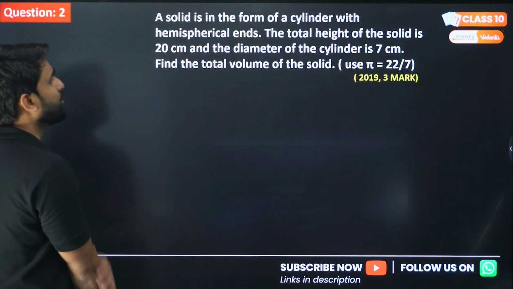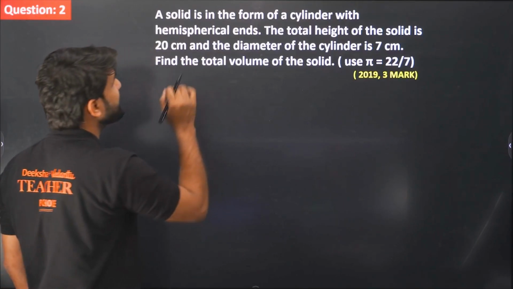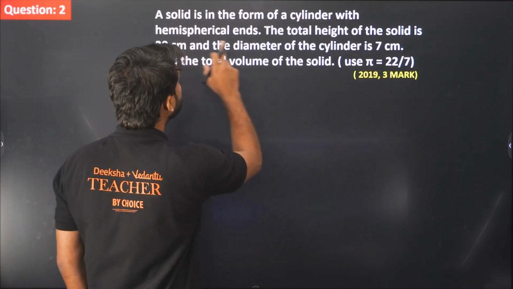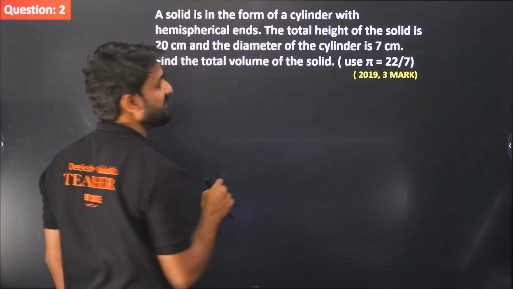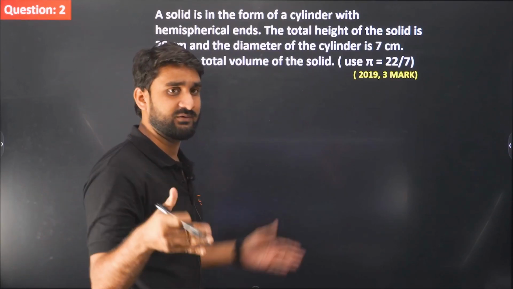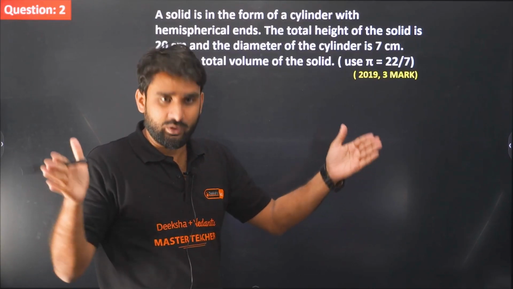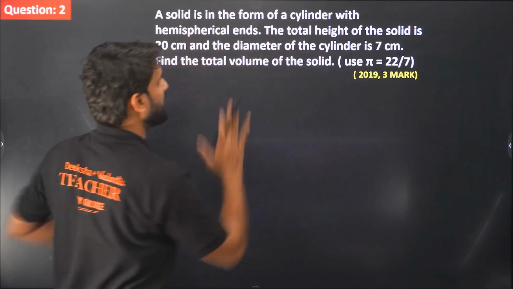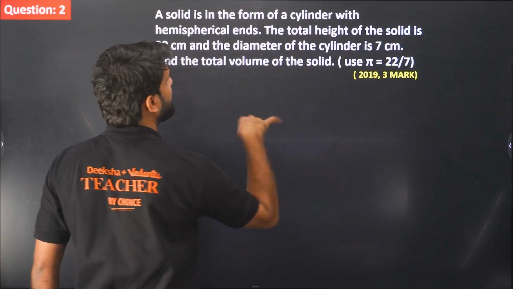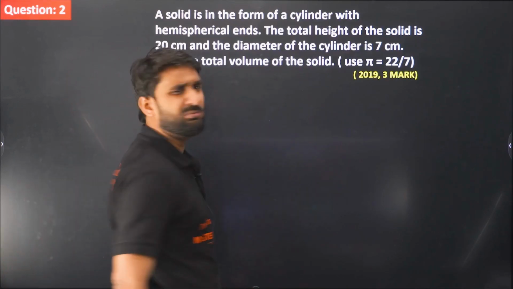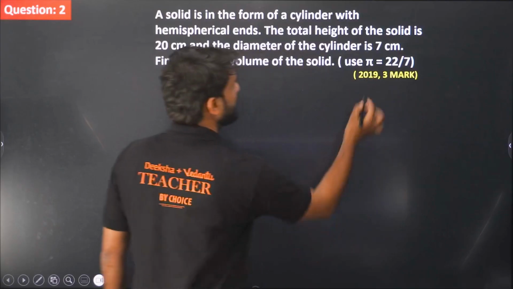Next, question number 2. A solid is in the form of a cylinder with hemispherical ends. If this term ends is here, it implies that there are 2 hemispherical ends, right? 2 hemispheres are there, which are connected with the cylindrical part. So the total height of the solid is 20 centimeter, and the diameter of the cylinder is also given. Find the total volume. Easy question. It carries 3 marks, and this question has been asked in the year 2019.